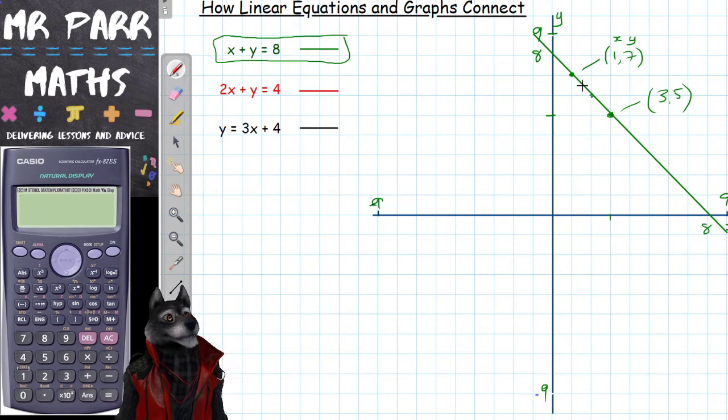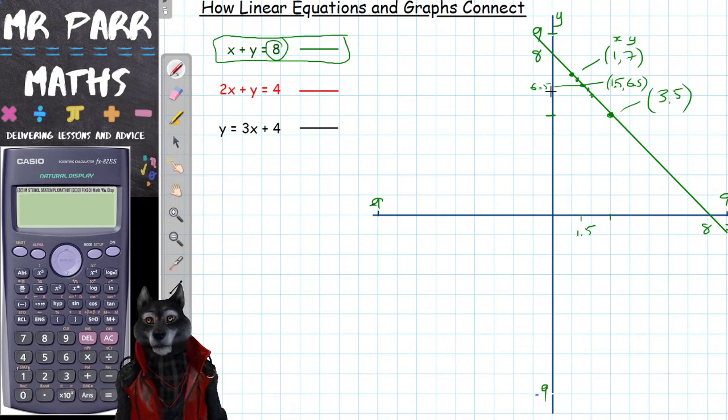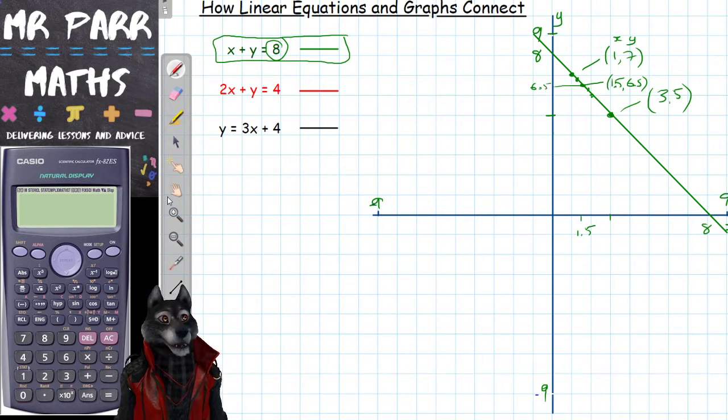You could even, if you could read them off, take those points. So that there is 1, 2, 3, 4, 5, 6.5. That there is 1.5. So the coordinates of this point here are 1.5 and 6.5. Add those together, you get 8 still. And if I could read it off and take other decimals, those would also work. So they all work for putting into that equation.